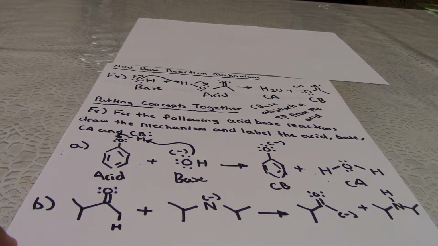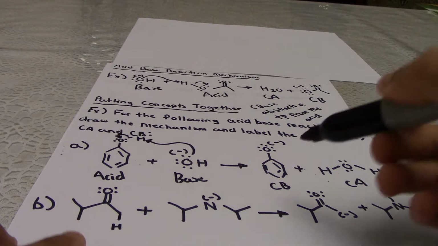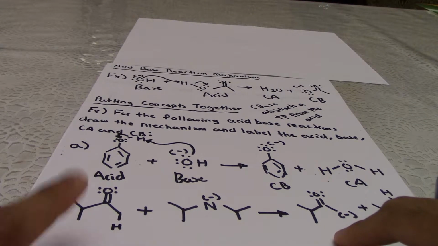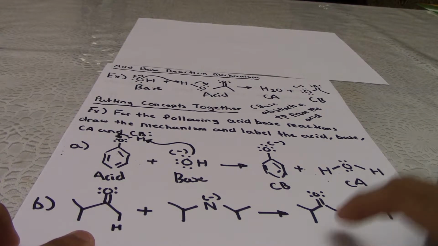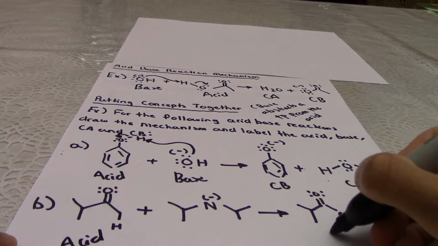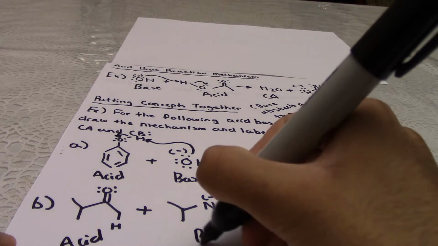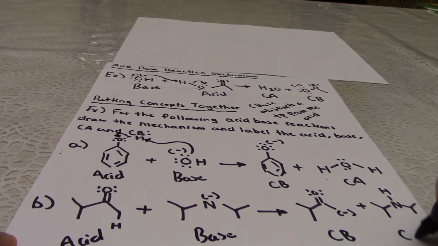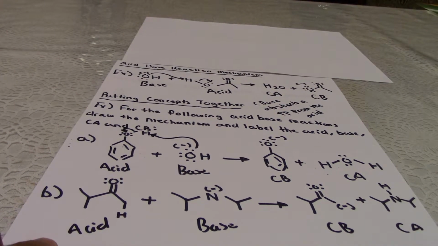And what happens is, now it should be more clear that this has that hydrogen and this is lacking it. So therefore, this should be our acid, and this should be our conjugate base. And then by default, this has to be our base. This has to be our conjugate acid. So we've done the first part of the question.